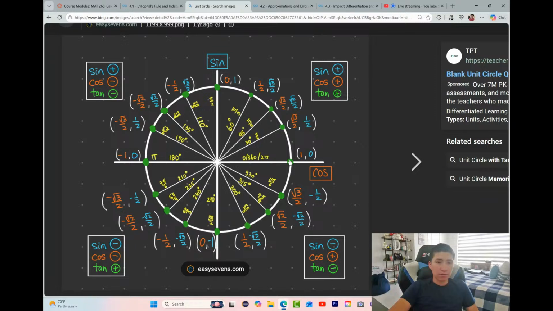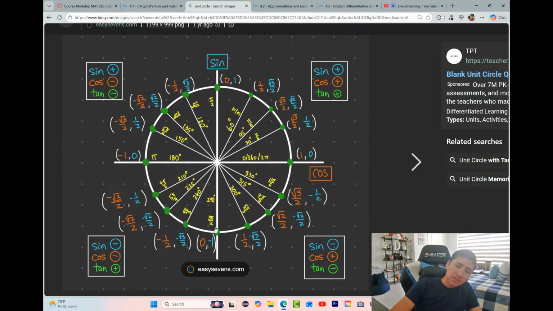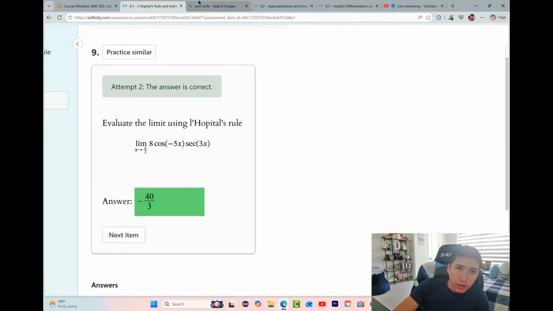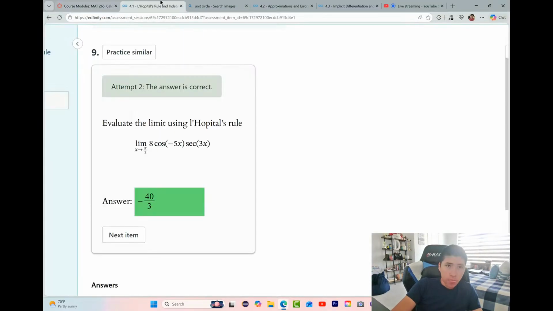Negative 5 pi halves. Oh wait, hold on. Negative pi halves, negative 3 pi halves, negative 5 pi halves. And we're cosine right here. That's going to be 0. So all of that is 0. Oh, well, that's okay, right?